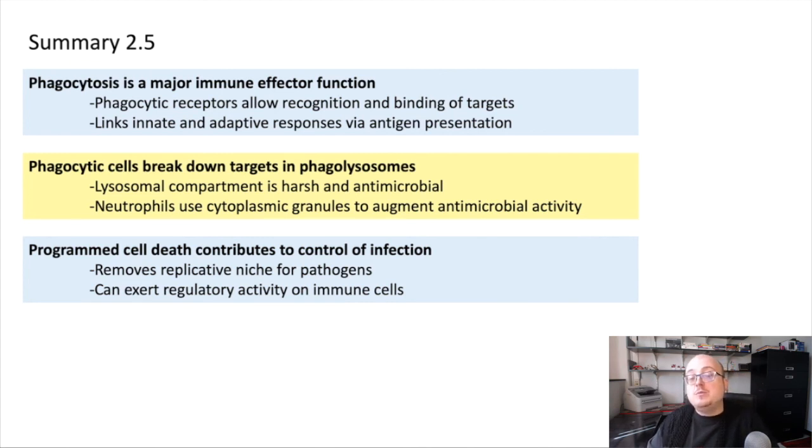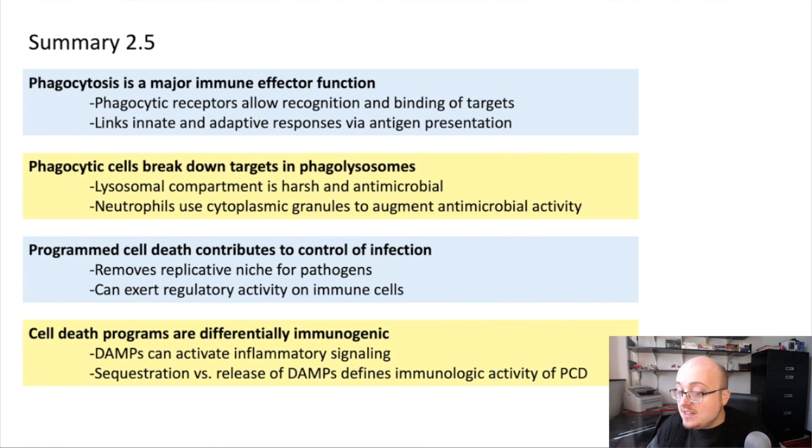But in addition to promoting control of infection that way, programmed cell death has immunological consequences, so it can exert regulatory activity over immune cells. And this is primarily controlled by the type of programmed cell death that the cell undergoes. So cells are full of things called damage-associated molecular patterns, which are potently inflammatory signaling molecules. And sequestration of these DAMPs in the process of apoptosis can prevent those DAMPs from activating the immune system, whereas the release of DAMPs during cell death processes like necroptosis instead activates the immune system. So the modality of cell death is going to define its immunologic activity during infection.